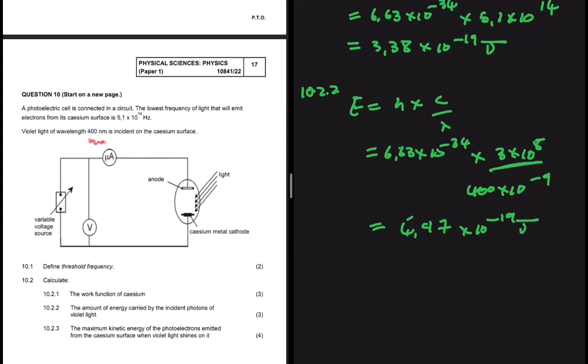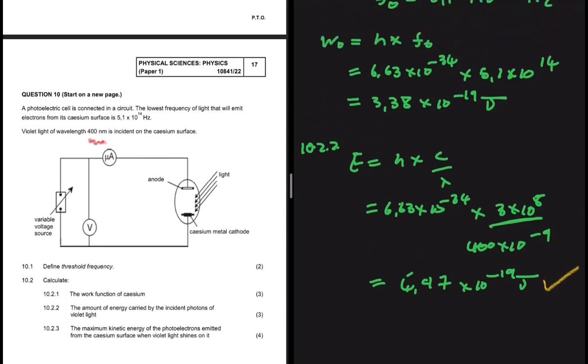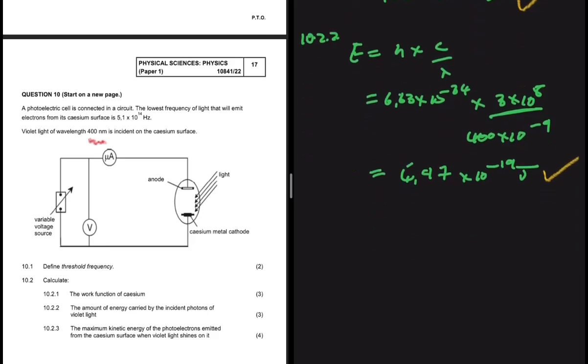So let me show you something. This is the amount of energy from the light that is incident on our surface, and this is the amount of energy that is required. So you can see that the amount of energy that is incident is greater than the amount of energy that is required. So when those electrons are ejected from the surface, they're going to have some form of kinetic energy.